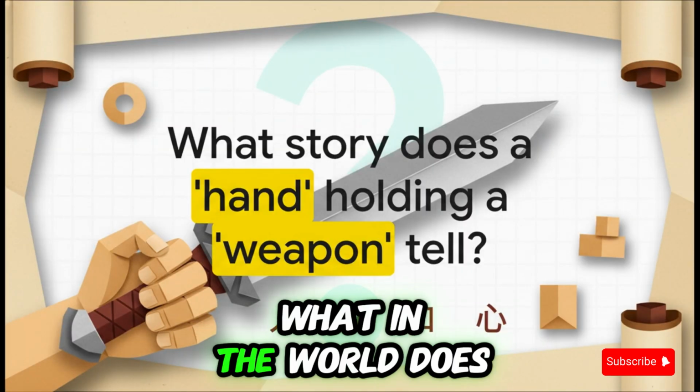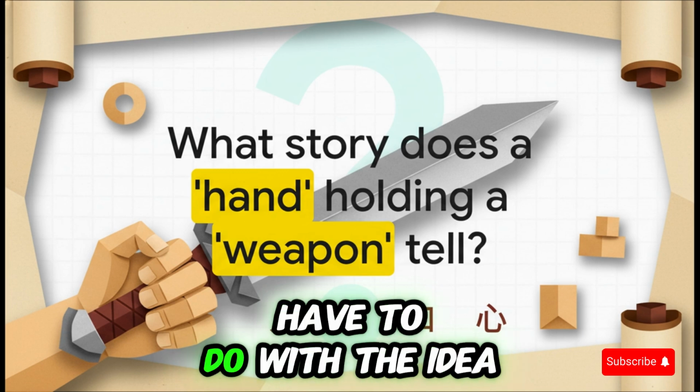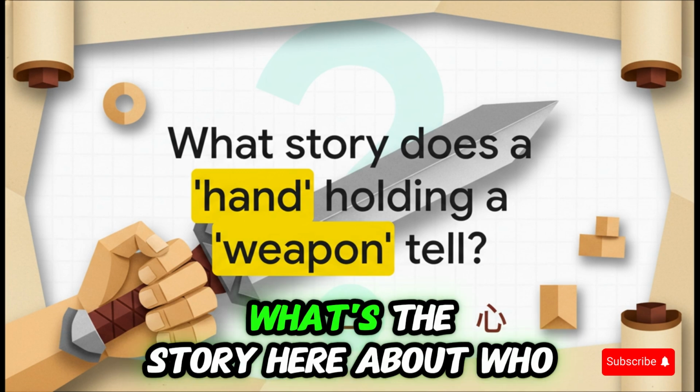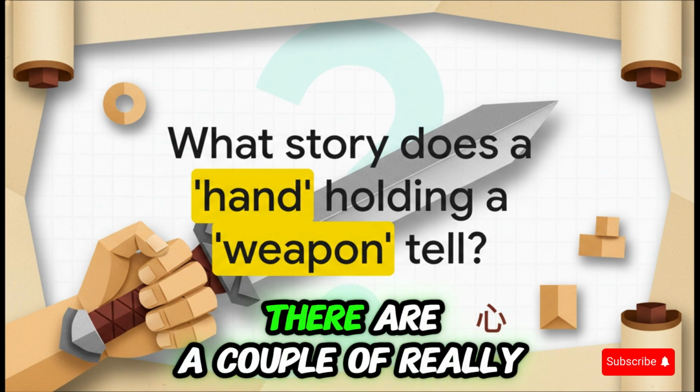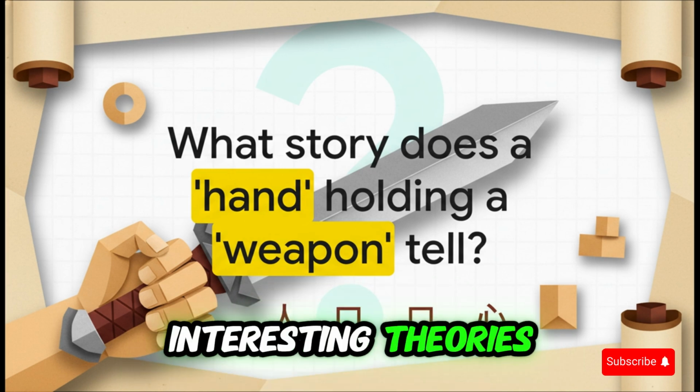So the character for I is literally a hand plus a weapon, which, of course, leads to the obvious question, what in the world does a hand holding a weapon have to do with the idea of me? What's the story here about who I am? Well, it turns out there are a couple of really interesting theories.